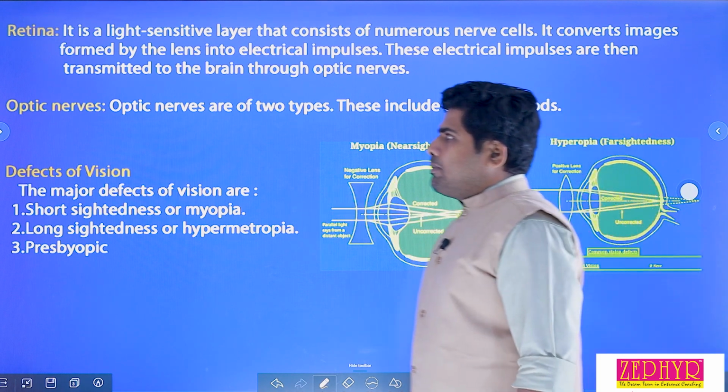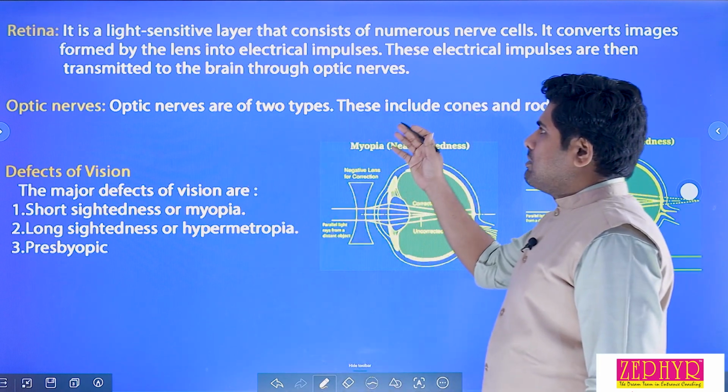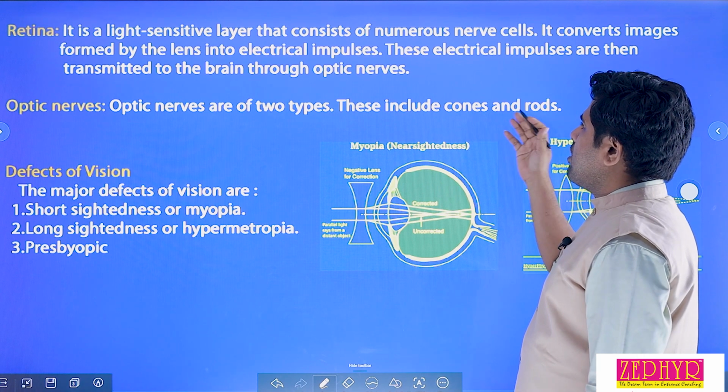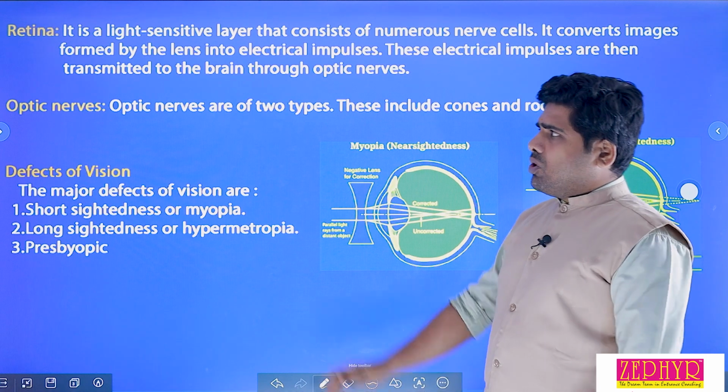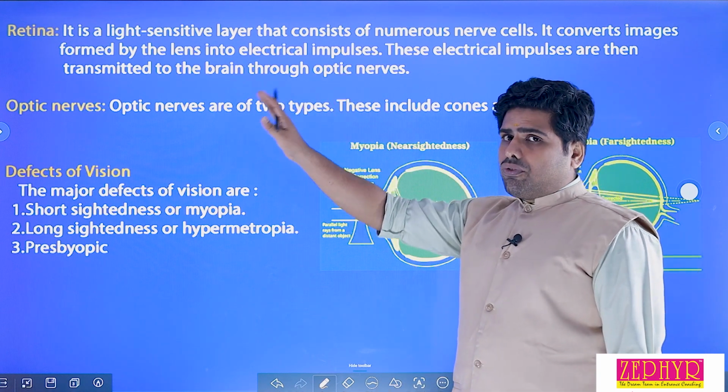Then the optic nerve cells are of two types. These include cone and rod cells. So these are the important parts of the human eye.